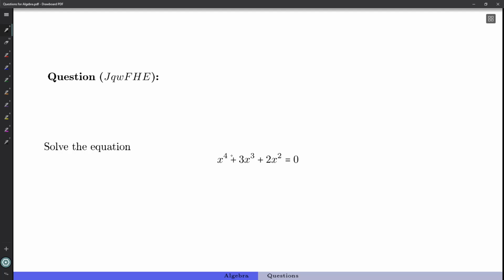Solve the equation x to the power 4 plus 3x cubed plus 2x squared equals 0. Okay, so I've got a polynomial over here, a nice, very simple algebraic expression, and it's being set equal to 0. So a great plan is to factor. Now this isn't something as simple as a linear term or a quadratic.